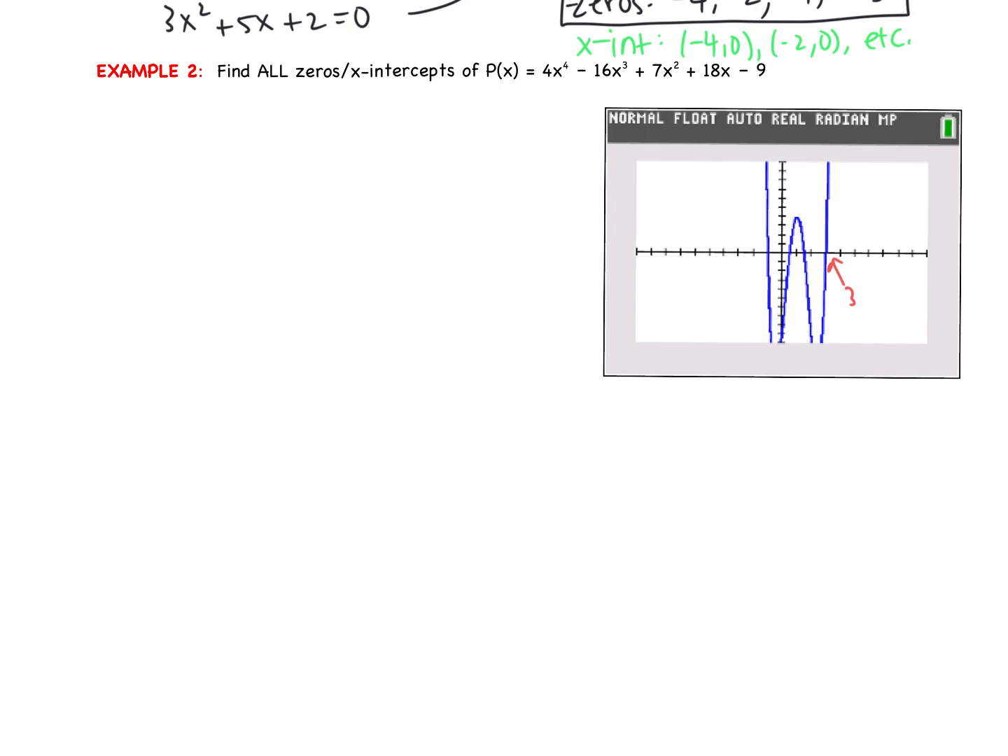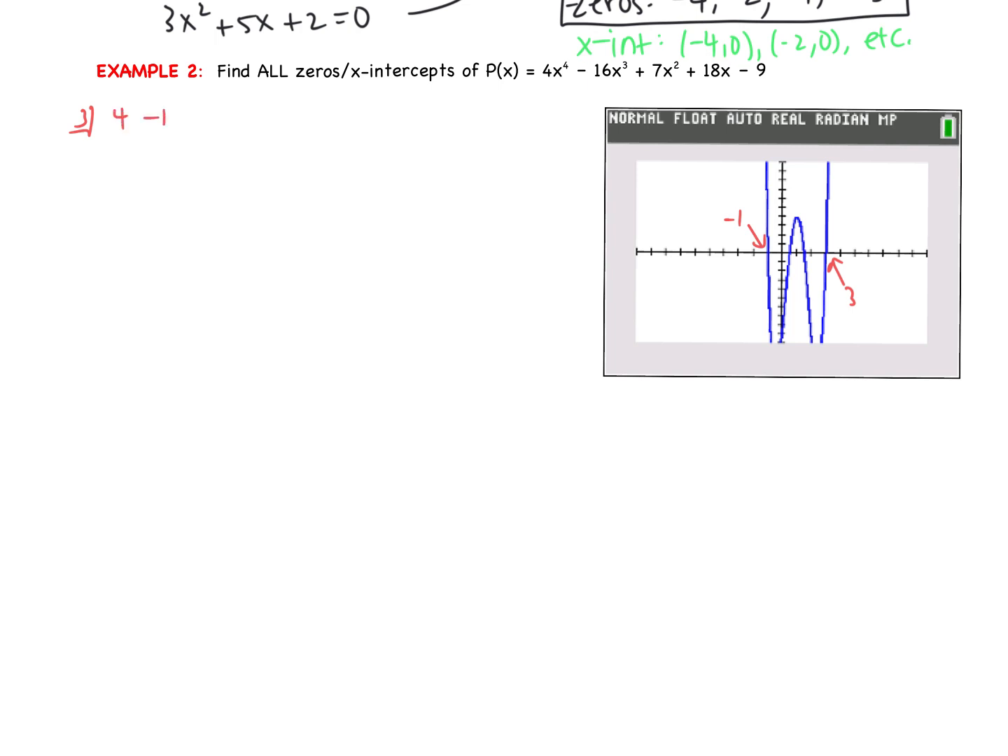Yeah, so it looks like there's a 0 at 3. It looks like there's a 0 at potentially -1. These two, though, are not going to be good ones to guess. It's obviously a fraction or a radical or something, so don't guess those. Guess the whole numbers. Which one would you all like to start with, -1 or 3? 3. Great, let's start with 3.